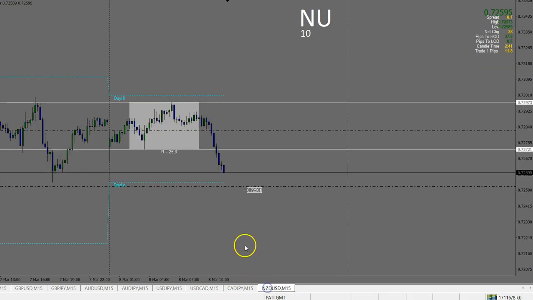Nothing on the Canadian dollar, Japanese yen, and the New Zealand dollar, US dollar, pushing down nicely. And that again is because of that US dollar strength, pulling that New Zealand dollar down. Okay, I'll pause again and come back to you if there's any changes.